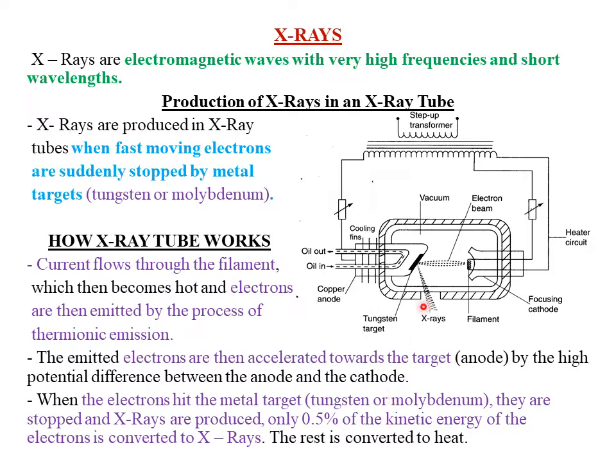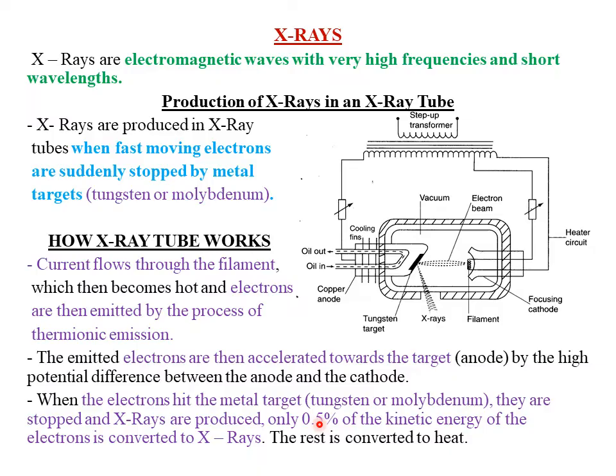Remember, some of the energy possessed by the electron beam is going to be converted to heat. Because tungsten has a high melting point, it has the ability to remain without melting even at very high temperature. So the electron beam hits the metal target, the tungsten, or sometimes we can use molybdenum, they are stopped, and then the X-rays are produced. You can see these are a stream of X-rays.